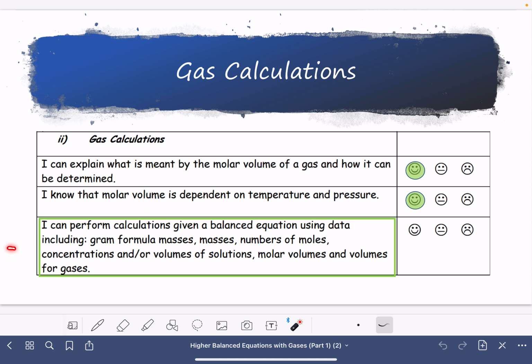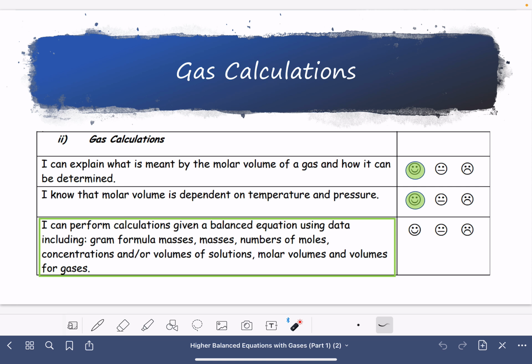Okay, so today we're moving on to "I can perform calculations given a balanced equation using data including gram formula masses and masses, if we're talking about a solid, number of moles, which could be any state of matter, concentrations and/or volumes of solutions, and then when we're talking about gases, molar volumes and volumes." This is just part one, I suppose, of this learning outcome. Today we're going to be looking at when we're given a balanced equation and some things are gases and some things are not, and we use our knowledge of mole relationships to calculate the quantities that the question asks for.